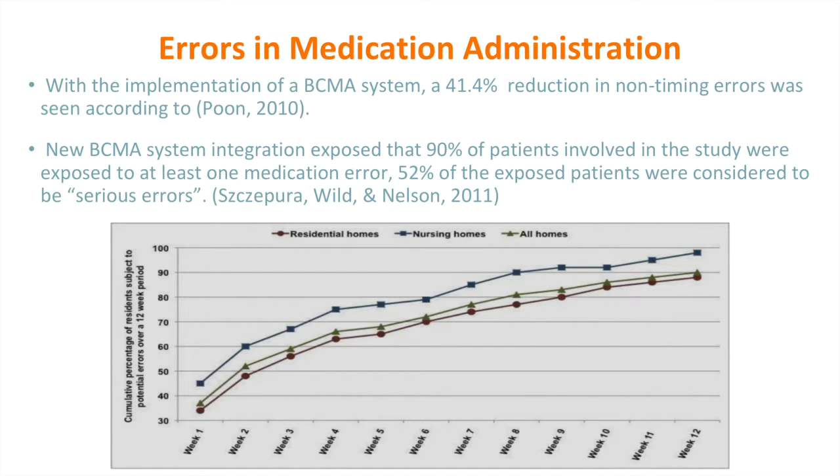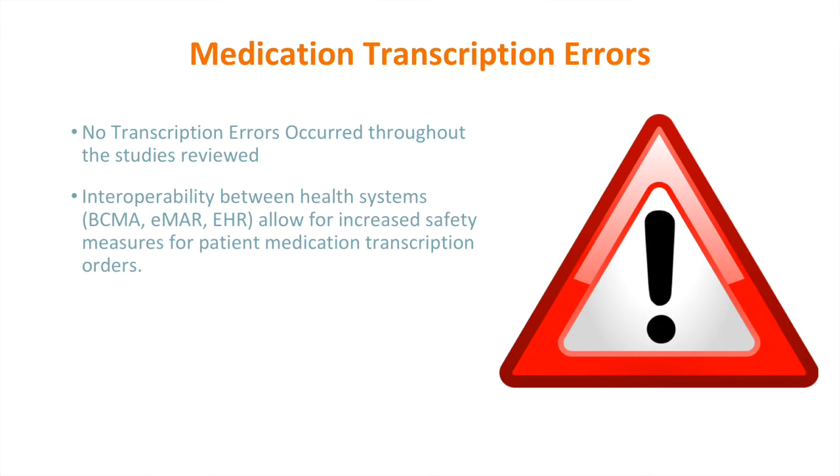So if you look at the chart above, it's going to show a scale of a study performed by Schursborough, Wild, and Nelson, done in 2011, that demonstrated the increasing percentage of patients receiving medication-based errors over a 12-week period. This study showed that after implementation of a BCMA system, 90% of patients were receiving medication errors. Most prevalent was timing-based errors at 45%, with 52% of total errors considered to be serious errors, such as providing the wrong medication to the wrong patient.